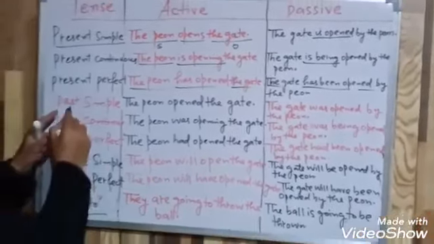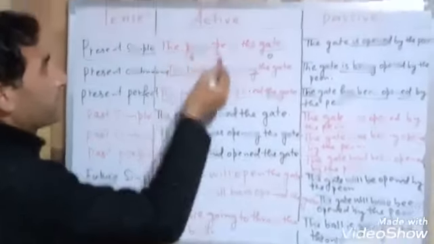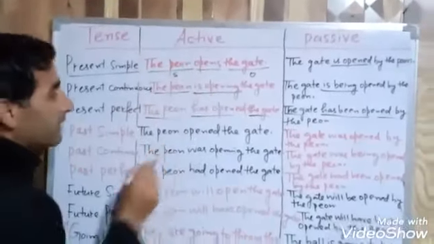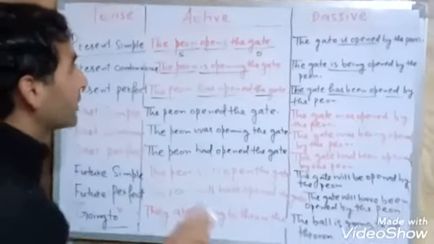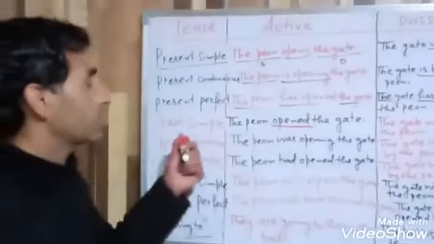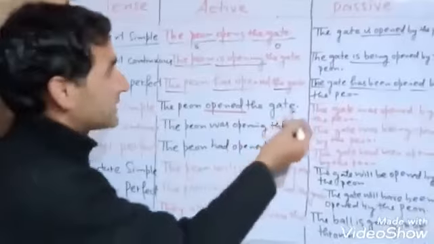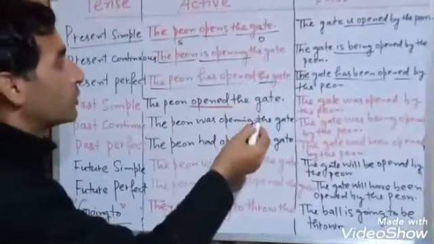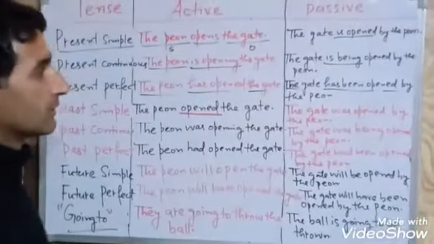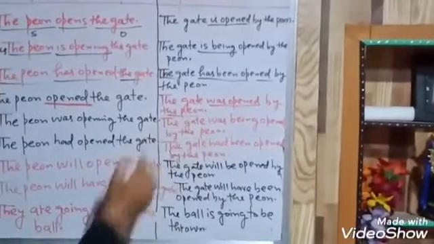Now, if the sentence is past simple, for example, here the sentence is the peon opens, but here the sentence is the peon opened the gate. Opened is the second form of the verb, or simply we can say this is past simple. Now please remember, while changing the sentence from active to passive voice, you cannot use is. You have to use the gate was opened by the peon.